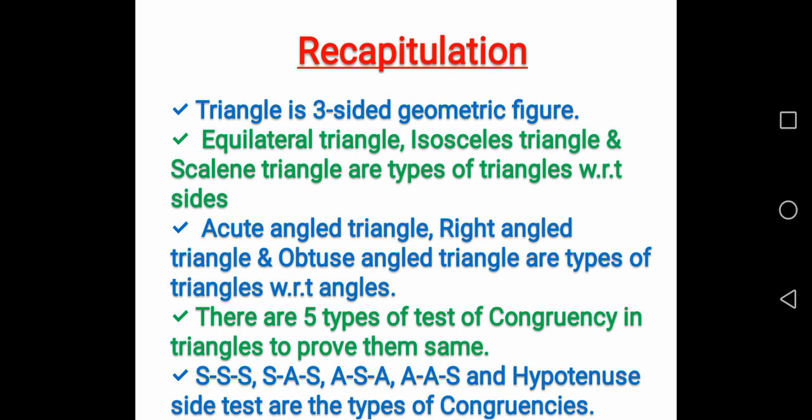What are those? First one is the SSS test, that is the side test. Second one is the SAS test, side angle side test. The third one is the ASA test, that is the angle side angle test. Fourth is the AAS test, that is the angle angle side test. And last it comes the hypotenuse side test. It can only be done in right angle triangles.